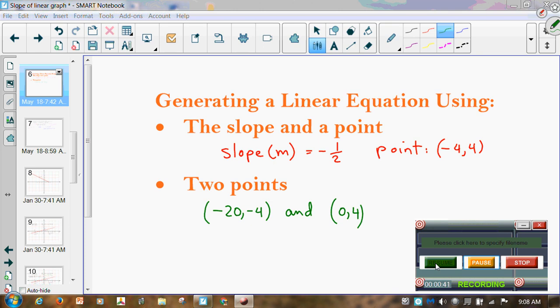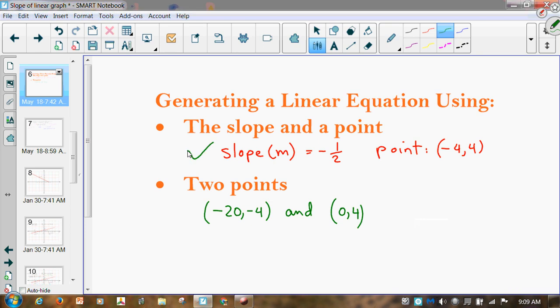But we're going to use this first case where we use the slope of -1/2 and passes through the point -4, 4. That's -4 for x and a positive 4 for y. Note that our slope is negative here in this case. All right, so let's take a look.